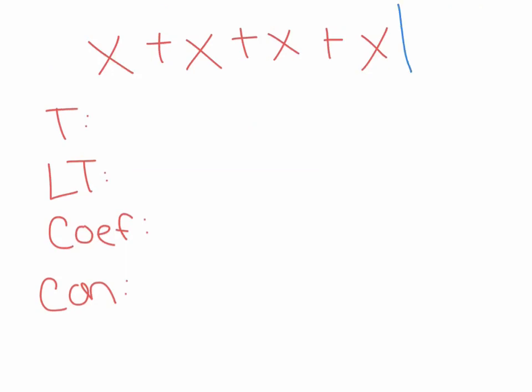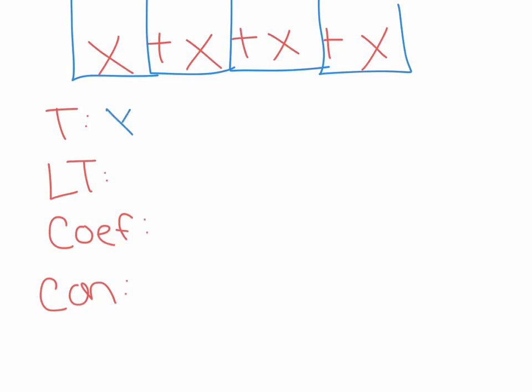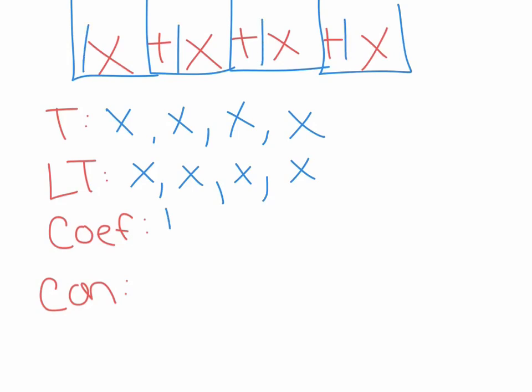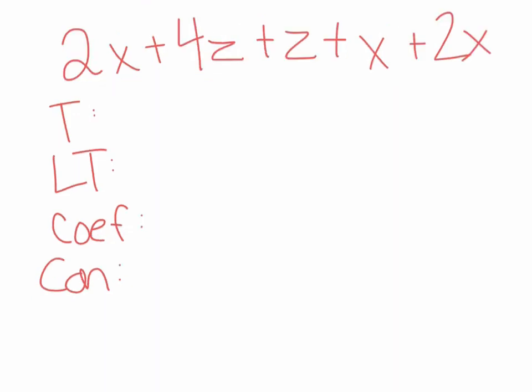So here we're going to train it up. So we have x, we have x, we have x, and we have x. So then our like terms are also all x's because they're all x's. And remember, we each have a coefficient of 1 in front of all of them. And we have none for constants.